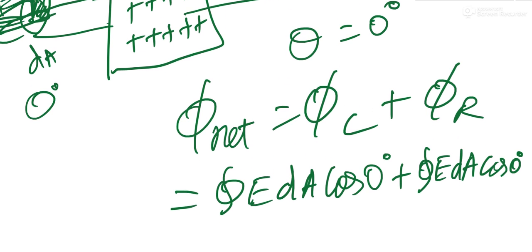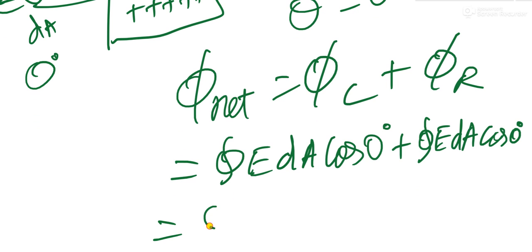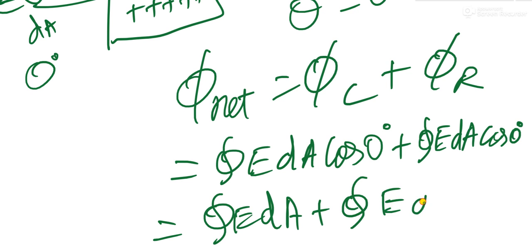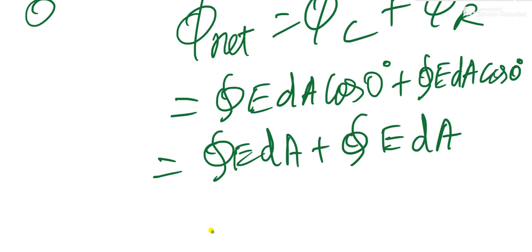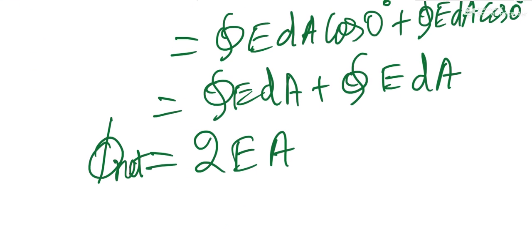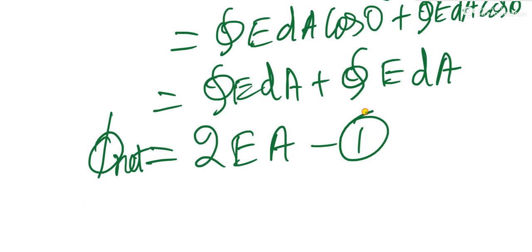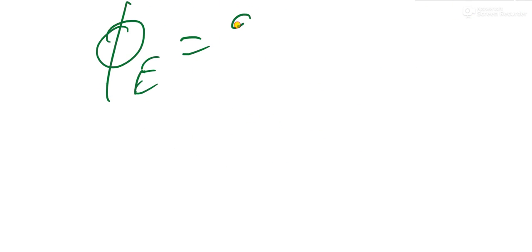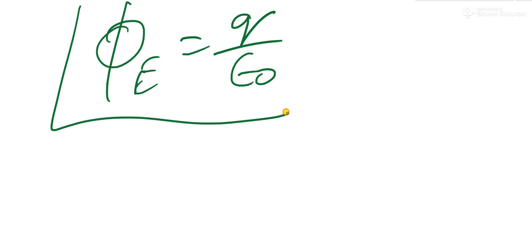So the closed integral of E dA plus the closed integral of E dA. E dA is going to be represented as EA. So EA plus EA is going to be 2 times EA. It's very simple. This is what we call the net flux. So we take this as equation 1. Right now we are in the second application of Gauss law. Gauss law is Q divided by epsilon naught. This is going to be equation 2.